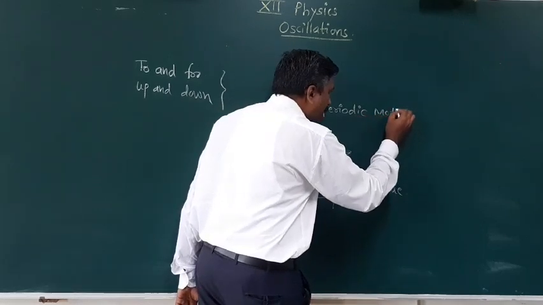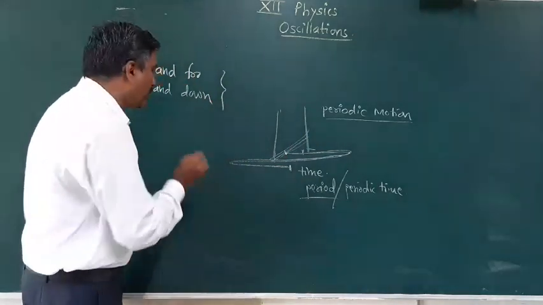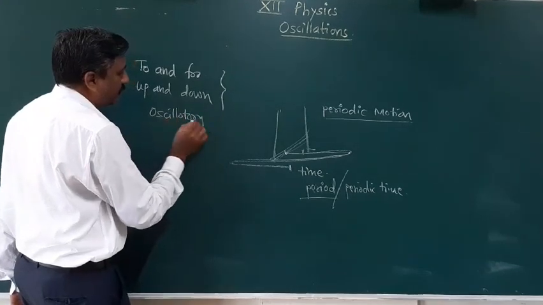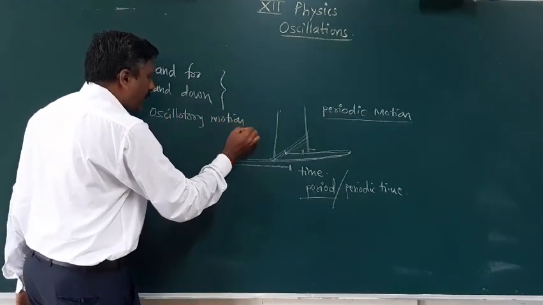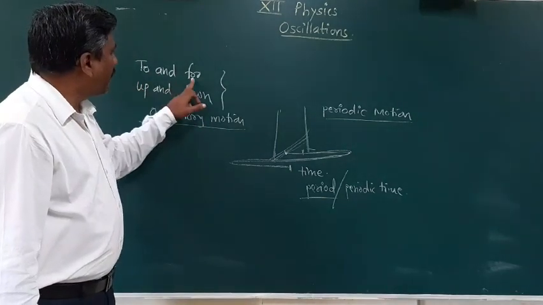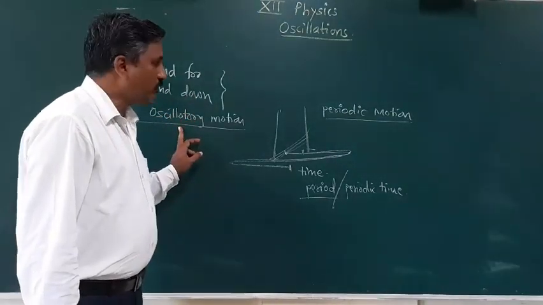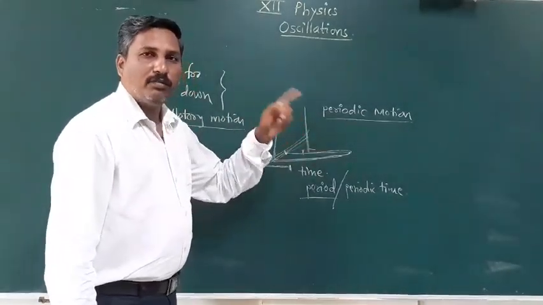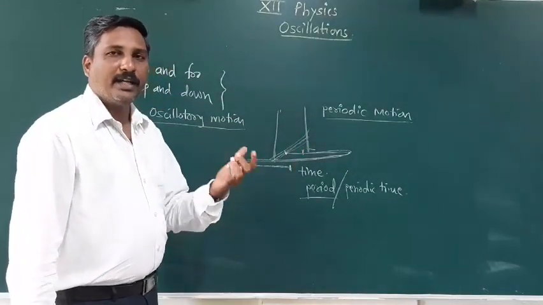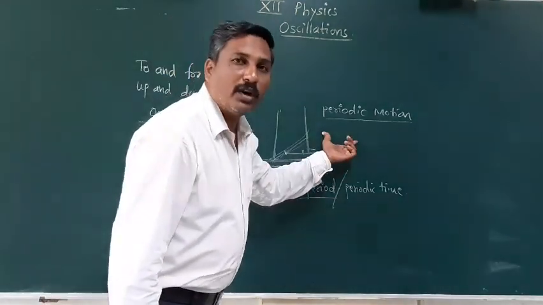Don't confuse here: periodic motion is totally different and oscillatory motion is totally different. The meaning of oscillatory motion is very simple: if the motion of a body is to and fro or up and down about the same path, then it is oscillatory motion. Periodic motion means the body requires the same time for each movement to complete one oscillation. Then the motion is called periodic motion.